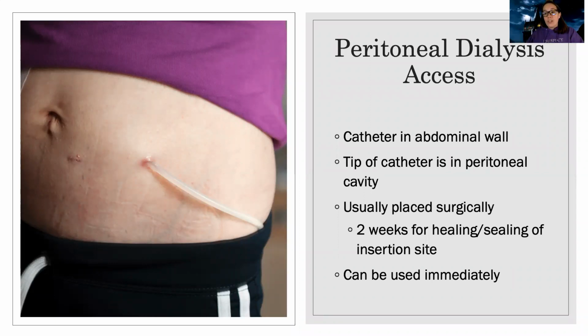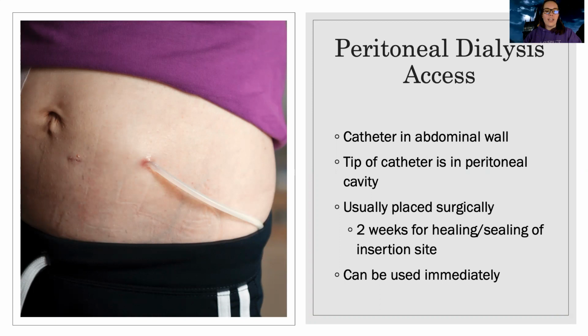And so access for peritoneal dialysis, because peritoneal is in your abdomen. So there's a catheter. It probably looks almost like a feeding tube, but it's actually a peritoneal dialysis catheter. It's in your abdominal wall, and the tip of the catheter is in your peritoneal cavity. It's usually placed surgically, and it takes about 2 weeks for healing and sealing of that insertion.